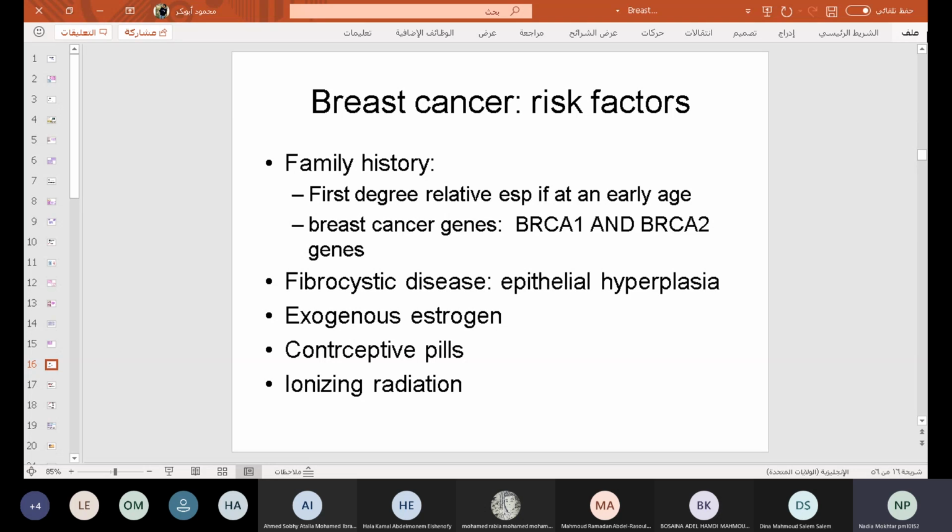Now, if these genes are not working properly, if these genes themselves are out of function, we call it loss of function, then they will not protect the breast if any genetic change occurs.